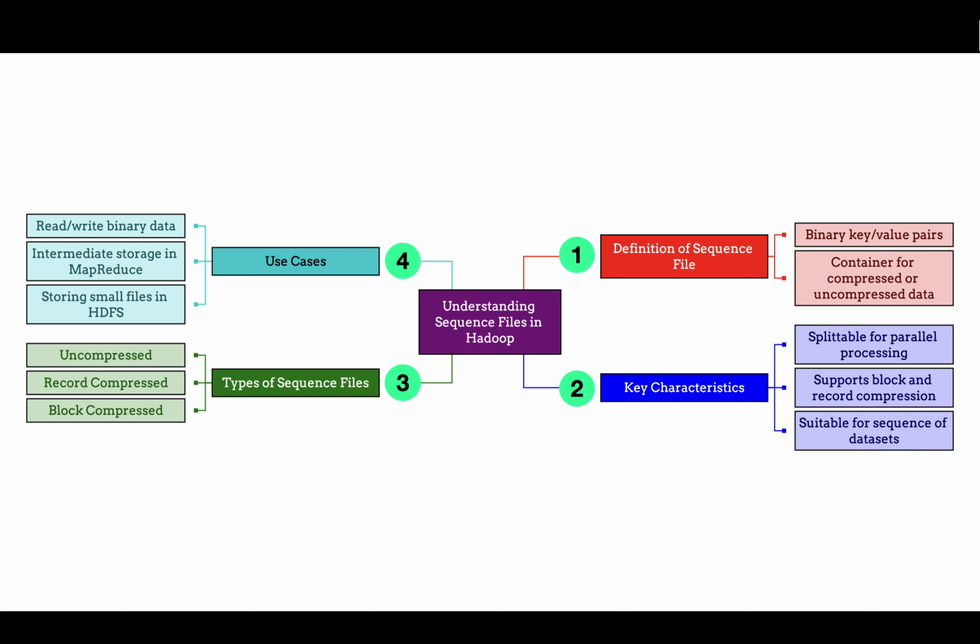4. Use cases. Sequence files are used when there is a need to read/write binary data from/to Hadoop. They are commonly used for intermediate data storage in MapReduce jobs and for storing small files, as a container, to reduce the number of files in HDFS.